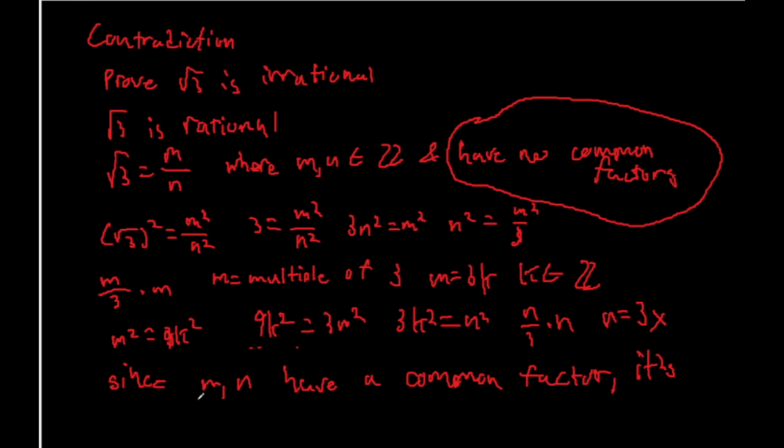So we've just disproved the assumption, which was that square root 3 is a rational number. So now that we've disproven that square root 3 is a rational number, we've proven that square root 3 is an irrational number.